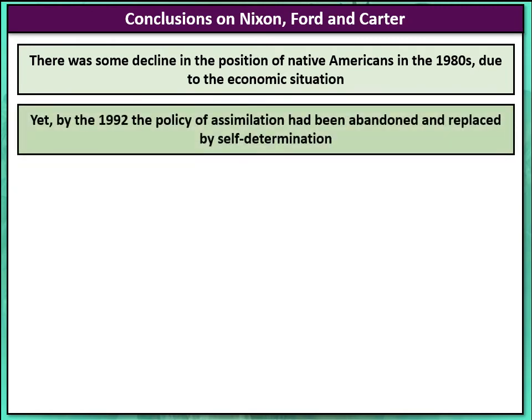However, by 1992, the policy of assimilation has been abandoned and it has been replaced by self-determination, and that is of great significance. From 1865 until the 1970s, so a period of over 100 years, assimilation has been the aim. So we can conclude that the 1970s are significant.